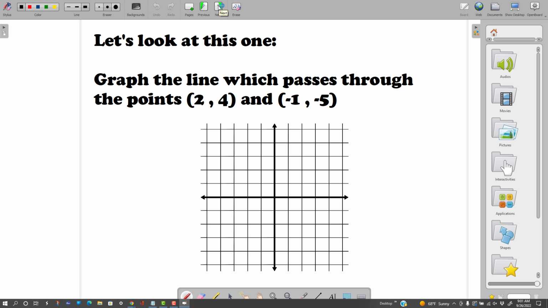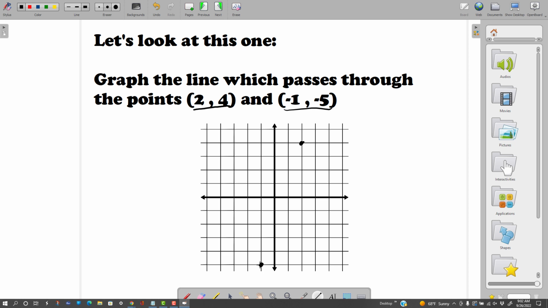Let's take a look at this first problem. We want to graph the line which passes through (2, 4) and (-1, -5). So first of all, I'm going to plot this point. I start at the origin, I move 2 hash marks in the X direction, 1, 2, 3, 4 hash marks in the Y direction. Then I'm going to plot this point, that would be -1, -1, 2, 3, 4, 5. So that point.